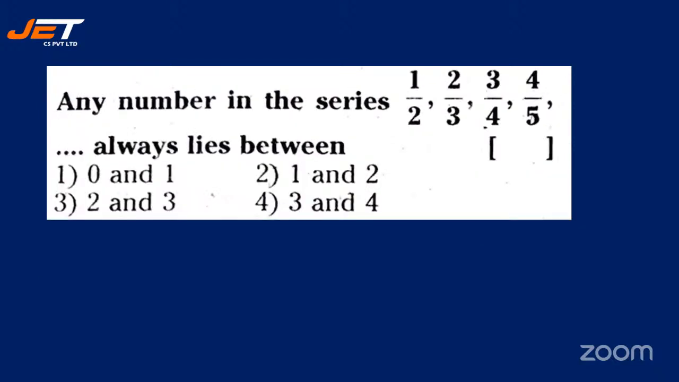Any number in the series 1 by 2, 2 by 3, 3 by 4, 4 by 5, and so on, always lies between dash. I hope you have understood the question. Any number in the series 1 by 2, 2 by 3, 3 by 4, 4 by 5, and so on, always lies between dash. 0 and 1, 1 and 2, 2 and 3, 3 and 4. So not more than 1 minute should be taken for such questions, students. So quickly give me your answer.